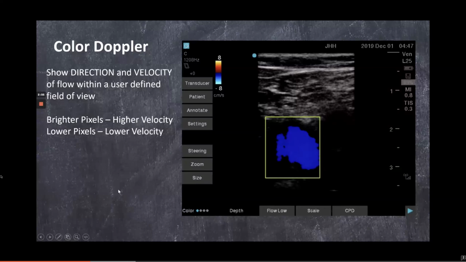Let's talk about color Doppler. Color Doppler shows the direction and velocity of flow within the user-defined field of window. Here, this is the user defined field of window here, and we're looking at a vessel that has blue color signal. The brighter pixels has higher velocity, and the darker pixels has lower velocity.